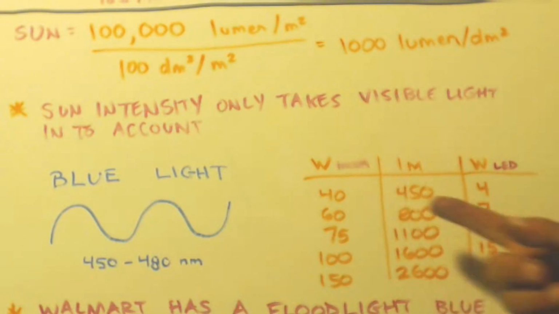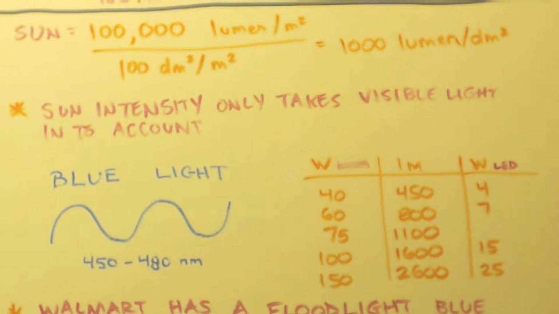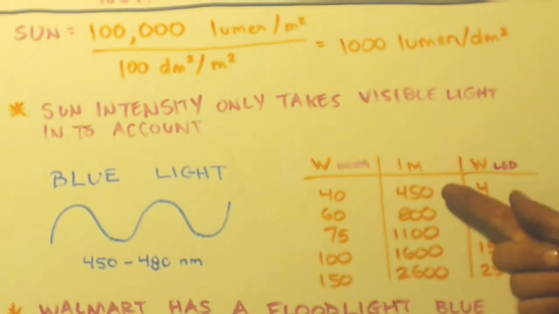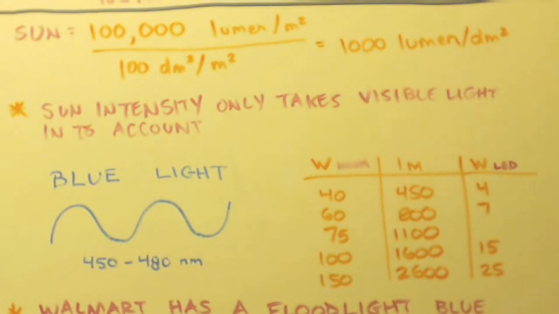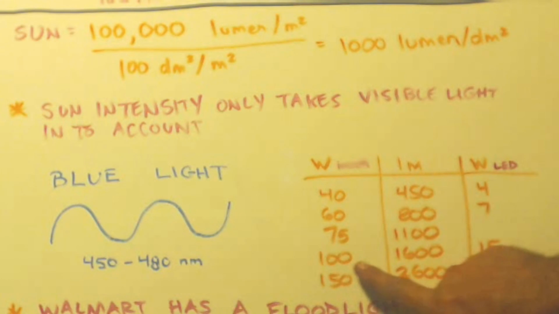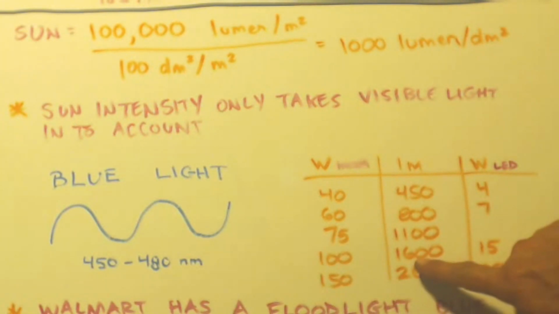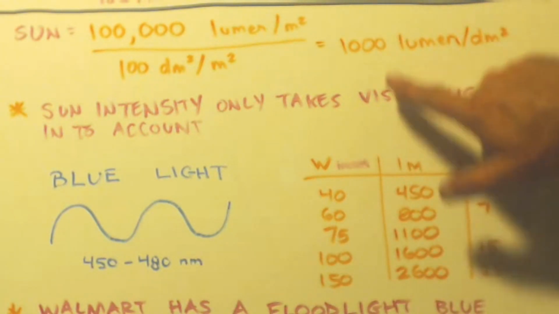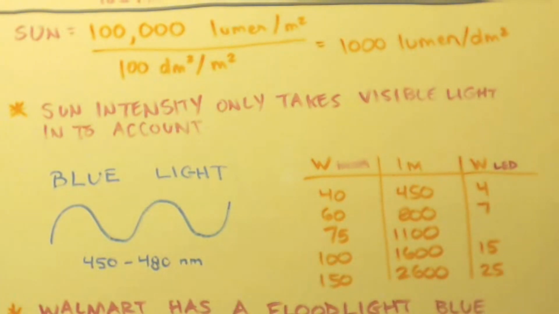And here's the equivalence right here. A 40-watt regular light and a 4-watt LED light both produce the same lumens. They both produce the same amount of light. Same with a 7 and a 60. They produce the same amount, 800. Well, we wanted 100, right? Because we want more than the 1,000 lumens the sun puts out. We want at least 1,600. That's a 15-watt LED, so that's what I want.